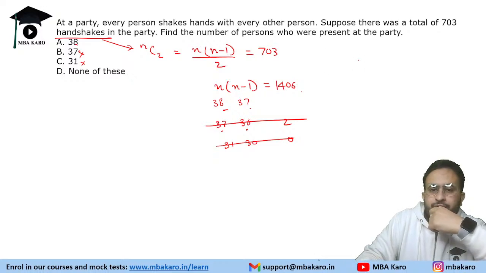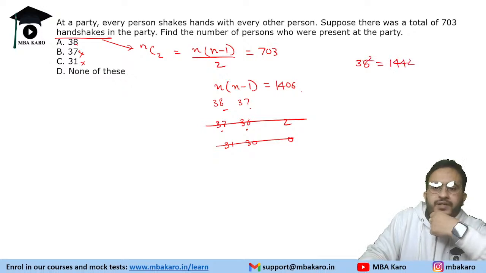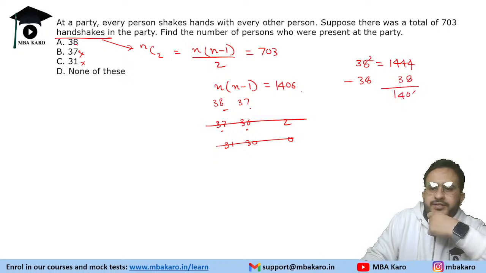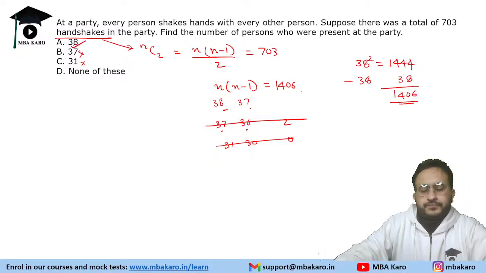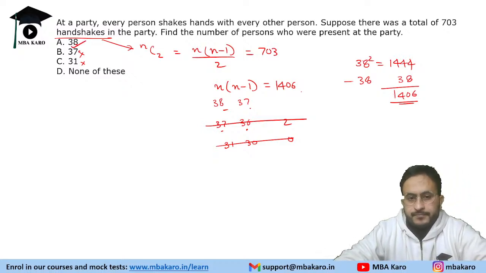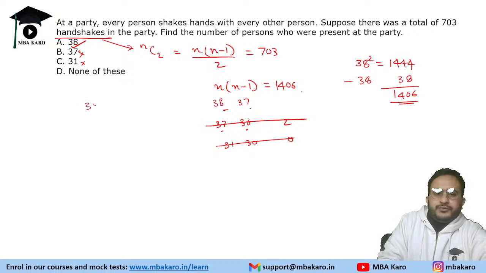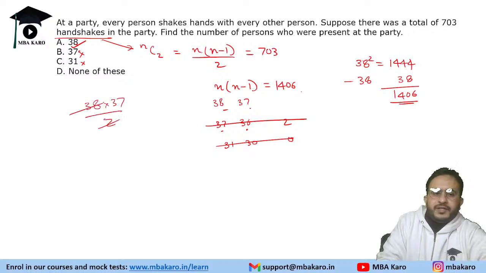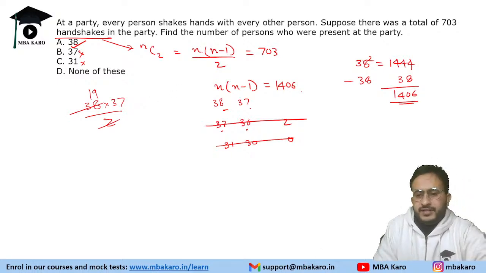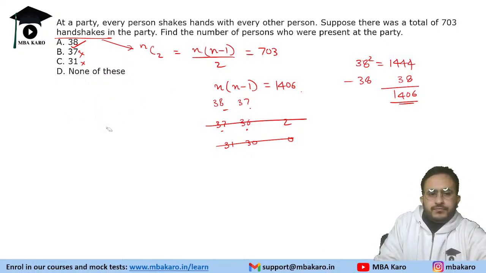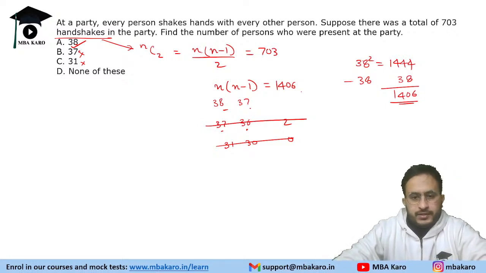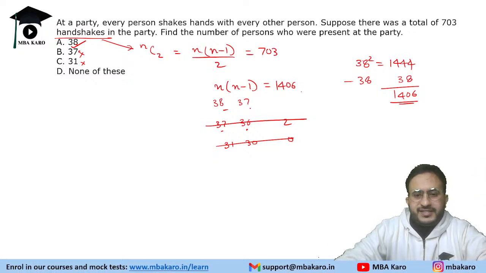38 into 37. So 38 square is 1444, and we subtract 38 from it. So minus 38 will be 1406. Okay. So n is 38. That will be the answer. Or you can put the options here also, like 38 into 39 by 2, or 37 by 2. So maybe 19 into 37 we can do. Same thing, just that we can use the options over here. So handshakes is a direct concept. It is nC2. Select two people, there will be one handshake.